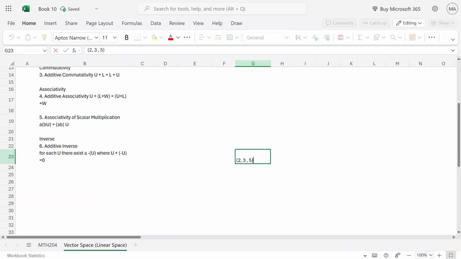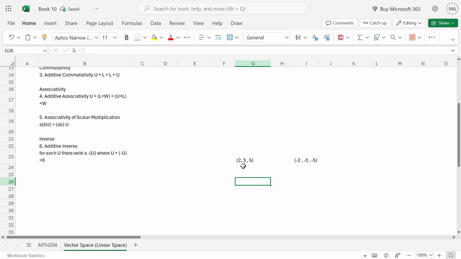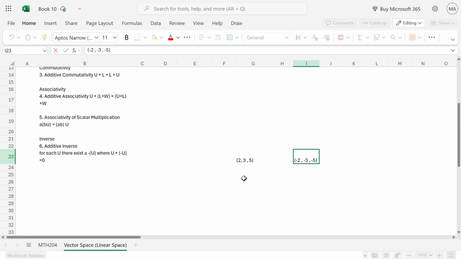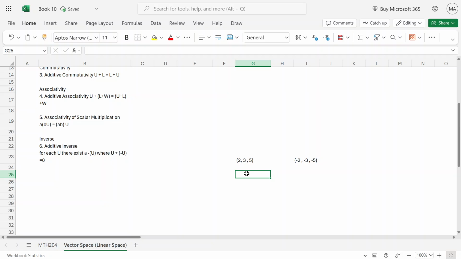They said for every kind of vector like this, there exists another vector that looks like this. That will be minus 2. We are just saying minus of this, minus 3, then minus 5. And it must also be in that vector space, I mean that field. So these are integers and this is also integers. They are also real numbers. Now if we do this, let's say this is our u and this is our minus u. So u plus minus u should give us 0.